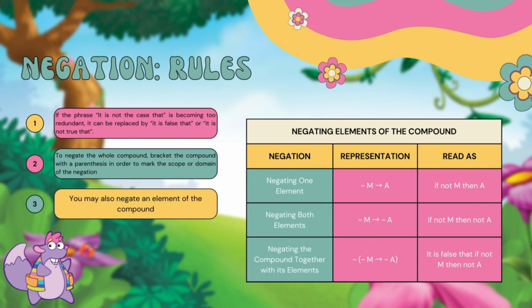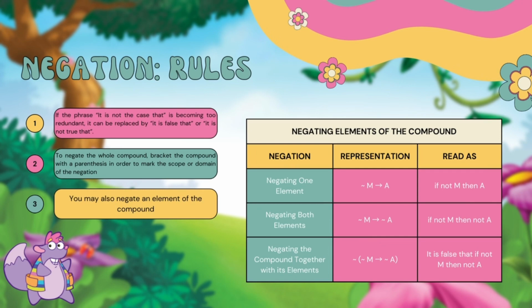Second, if you want to negate the whole compound, we bracket the compound with a parenthesis in order to mark the scope or domain of the negation to avoid confusion. Lastly, you may also negate an element of the compound. To do so, you can remove the parenthesis. For more specific instructions, this is what you can do.